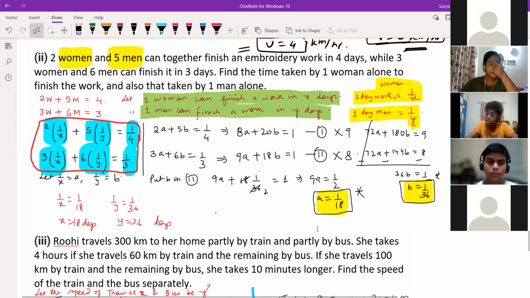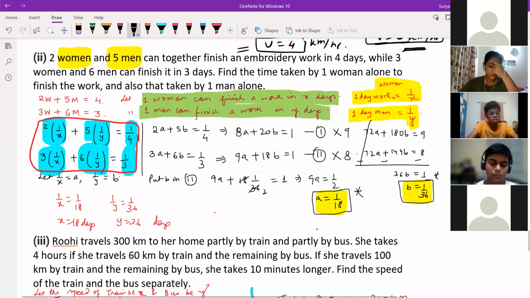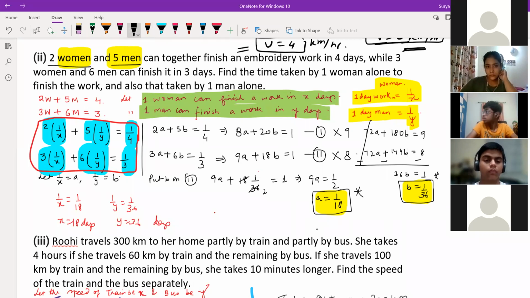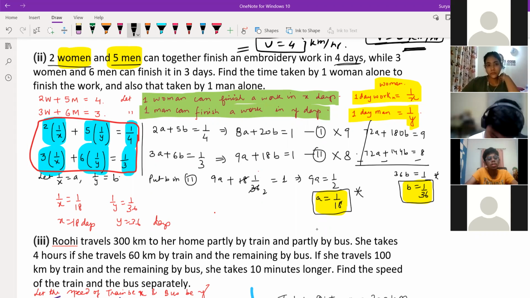Next question, see, children. This is a very, very important question for time and work. 2 women and 5 men can do a work in 4 days. 3 women and 6 men can finish it in 3 days.